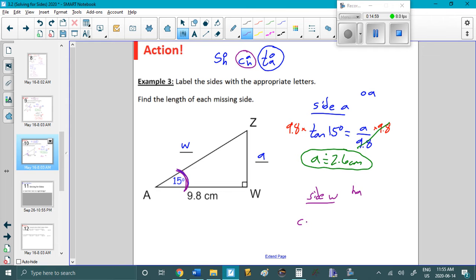So if we're using CAH, we're going to have cos. The angle's the same, so cos of 15 degrees is going to be the adjacent, which is 9.8, divided by the hypotenuse, which is w, which is the side we want to find. So if you set this up and you had numbers everywhere, well, there's really no point to that, because if you don't have any unknowns, then there's nothing to solve.